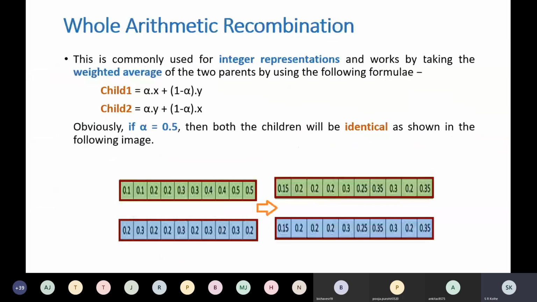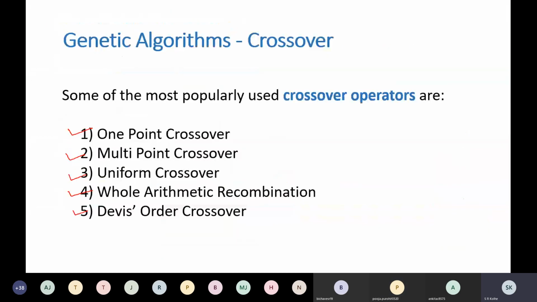So today we have discussed crossover techniques: one point crossover, multi-point crossover, uniform crossover, whole arithmetic recombination, and OX1, that is Davis order crossover. These techniques you will have to perform for inheriting attributes from the parents to generate the new offsprings. Okay. Thank you.